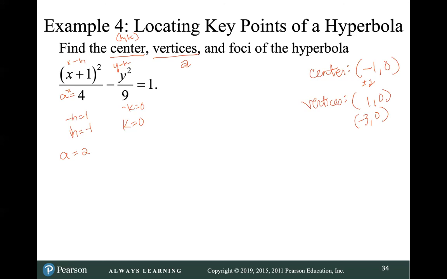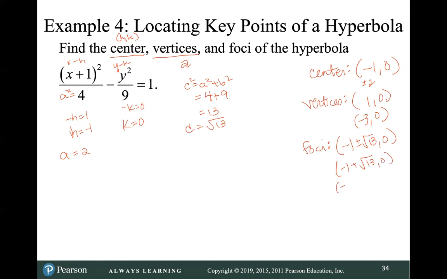Foci is going to be C, so I need C squared equals A squared plus B squared. A squared is 4, B squared is 9, so that C value is the square root of 13. So now I'm going to take foci, -1 plus or minus the square root of 13, 0. I'm going to rewrite those separately. -1 plus the square root of 13, 0. -1 minus the square root of 13, 0, so that we can see that they're 2 different points.